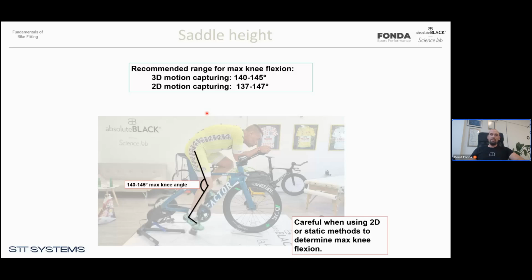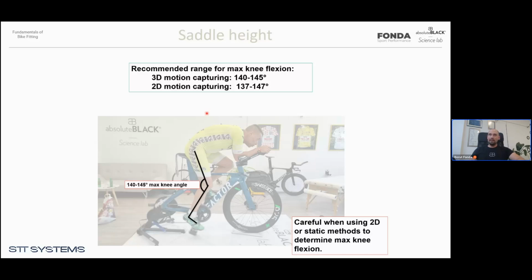And if you have a rider coming in and you're going to use 3D kinematic software to analyze the knee angle correctly with all the markers in place, you are not going to miss by a lot if you set them up somewhere between 140 and 145 of the maximal knee angle.